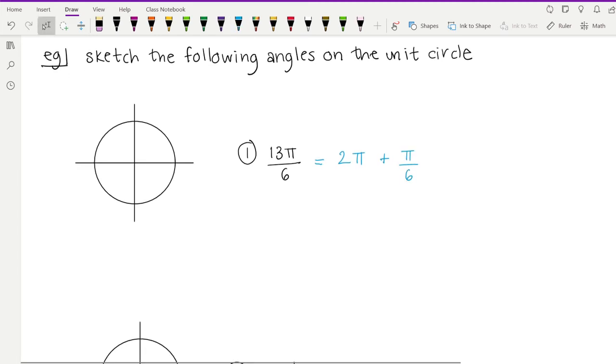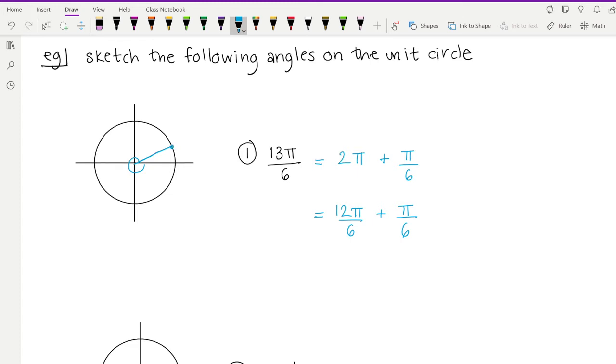So how did I figure that out? Well, 2 pi would be 12 pi over 6. So in order to get 13 pi over 6, we just need to go pi over 6 further. So what is this angle going to look like? Well, it's going to go all the way around. That would be 2 pi. And then it's going to go an additional pi over 6. So an additional pi over 6 would put it looking like a pi over 6 angle.